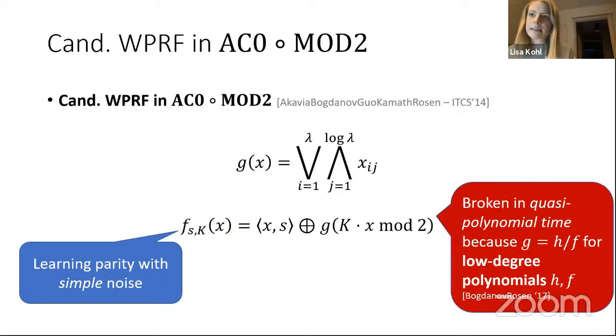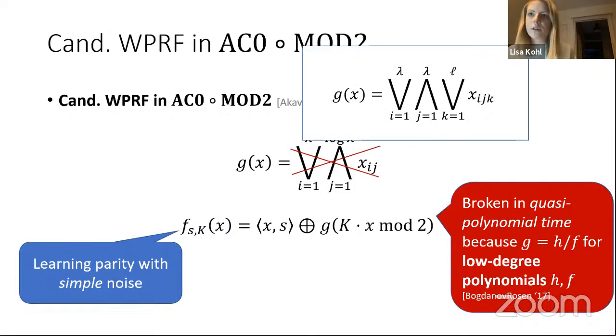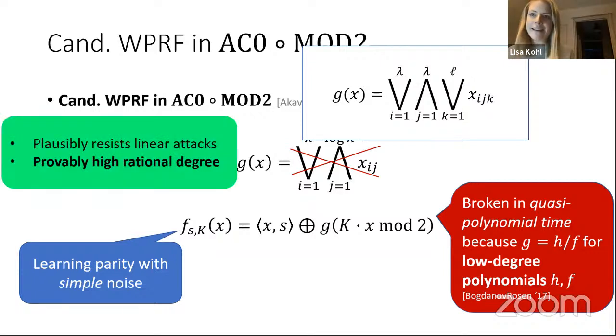And the problem is that this can be broken in quasi-polynomial time, basically because G, as a rational function, has low degree. And what we show in this work is that you can do the most straightforward, very simple thing. You can add another layer, and this is not "oh, we don't know how to break it"; we can provably show that this has high rational degree, unlike the previous candidate, and also, based on a conjecture, we can show that it resists linear attacks.